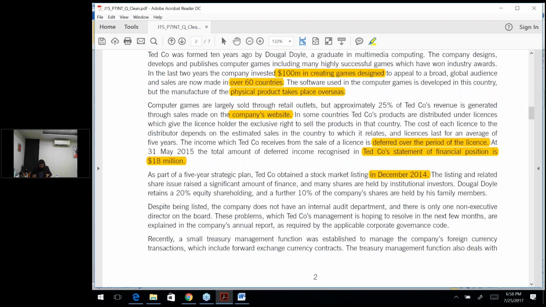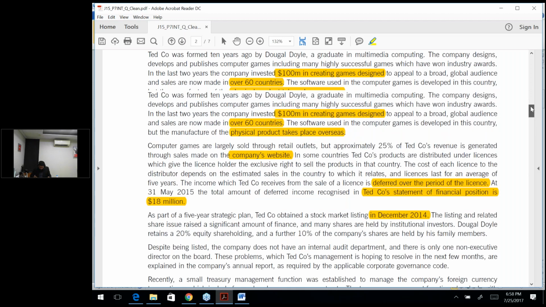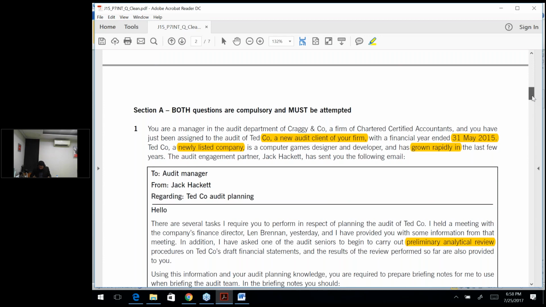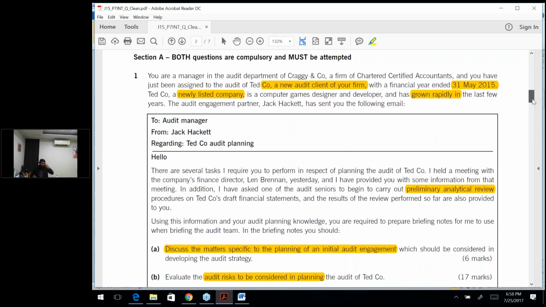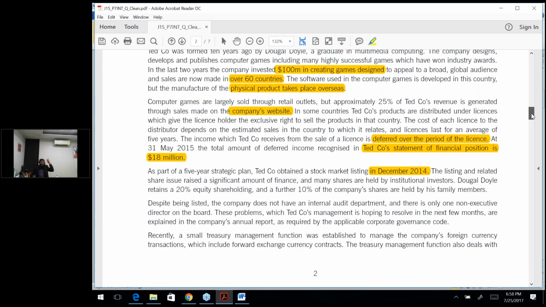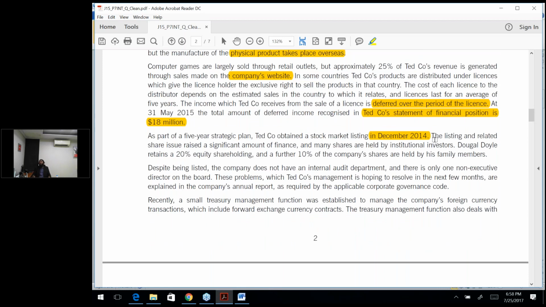Let's just check which year end we are working for. If you check, you will find that we are working for the year ended 31st May 2015. And in December 2014, the entity went for listing. So the point that I mentioned earlier, that if the company is listed in the current year, there is actually a risk of management bias.